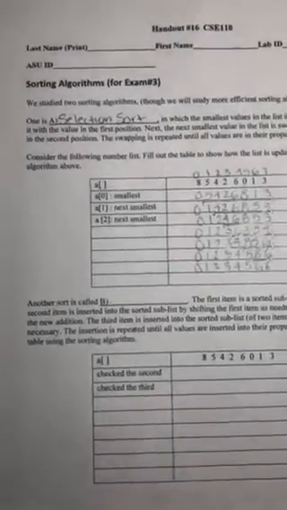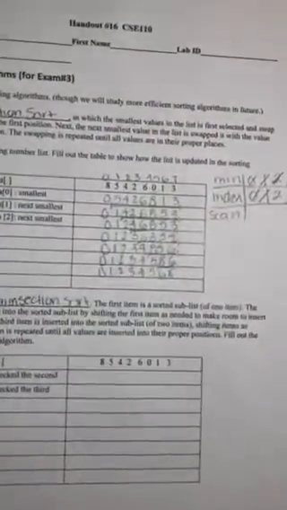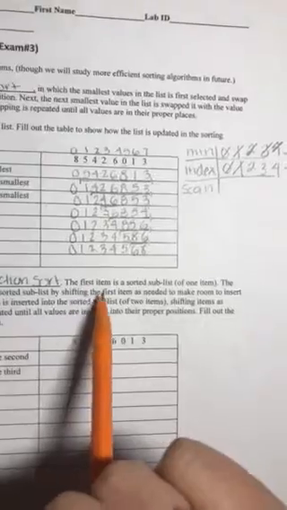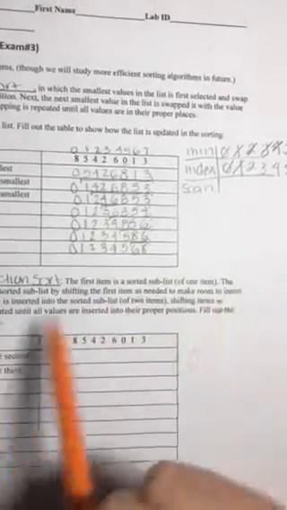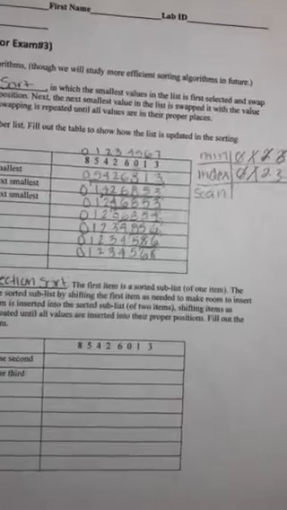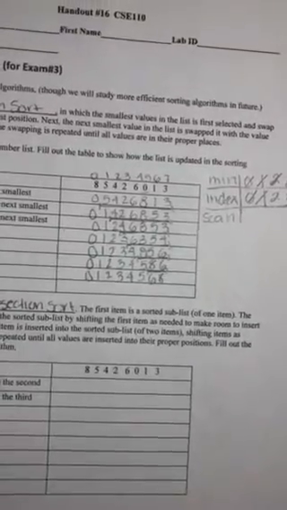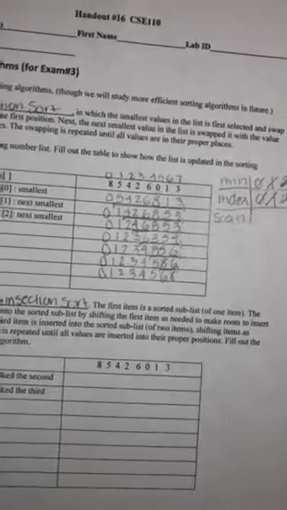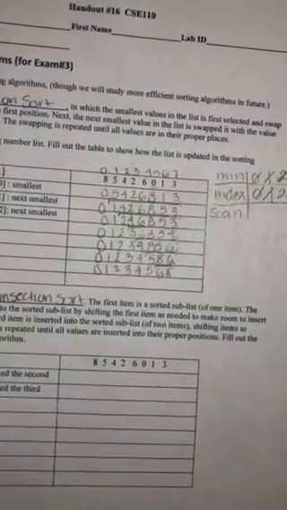Okay, the other sort is called insertion sort. The first item is a sorted sublist of one item. The second item is inserted into the sorted sublist by shifting the first item as needed to make room to insert the new addition. As well, the third item is inserted into the sorted sublist of 2 items, shifting items as necessary. The insertion is repeated until the values are inserted into their proper positions.